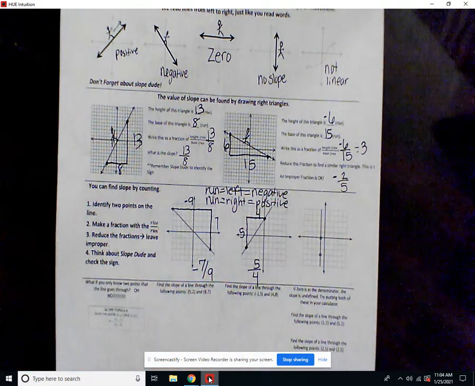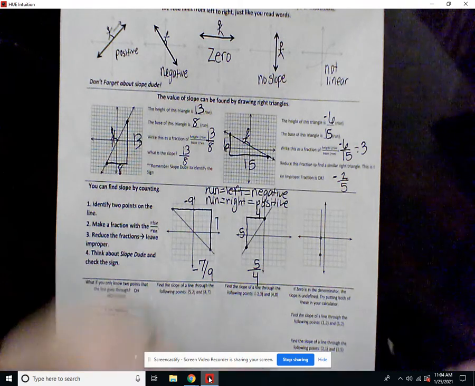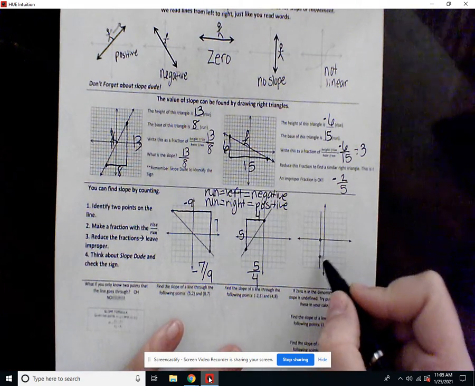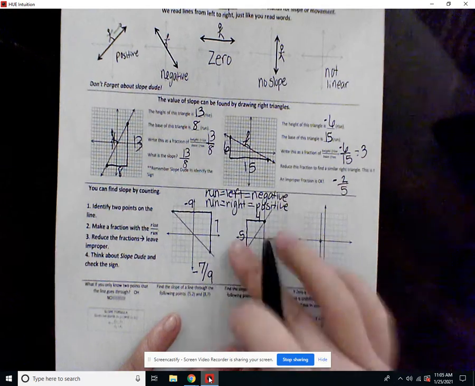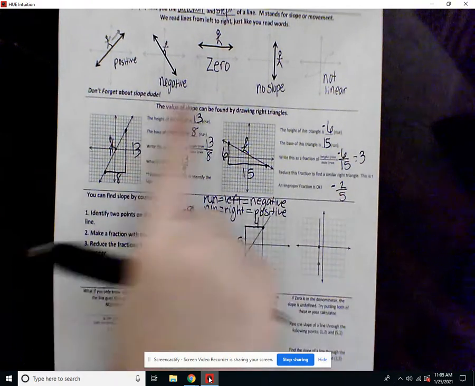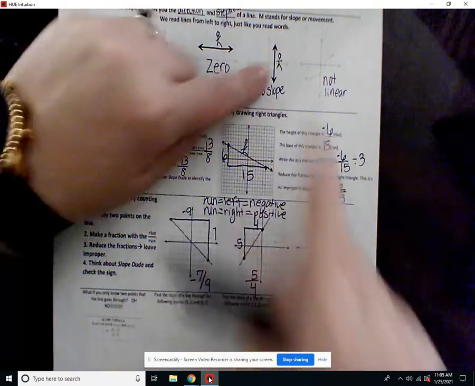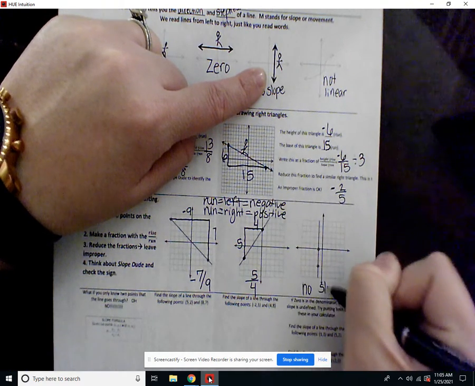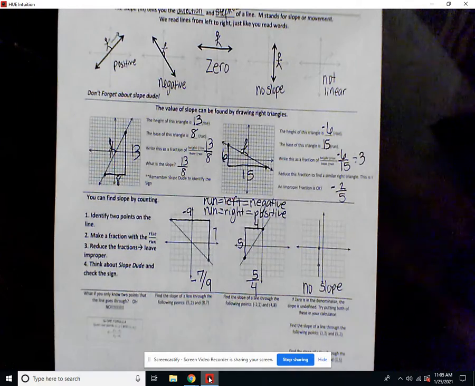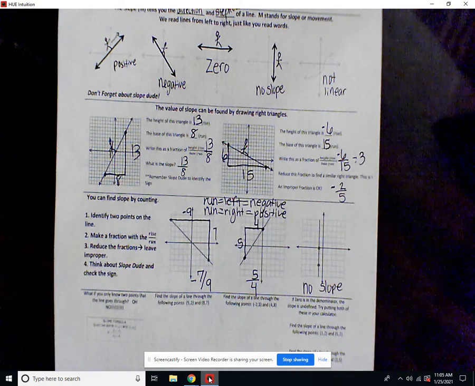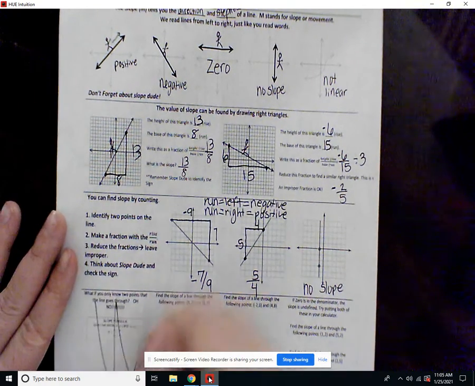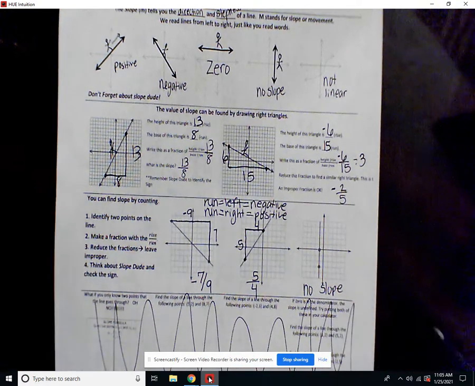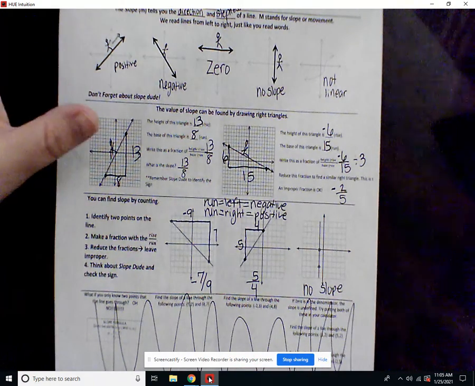All right, for this next one, we can't make a triangle because it's not a slant. If we look back at the top, this line looks like this one, so that means it's going to be no slope. And we don't put 0, because there's a difference between 0 slope and no slope. All right, for this next section, we're going to skip it. You'll get more into that in 8th grade with finding slope with 2 numbers.